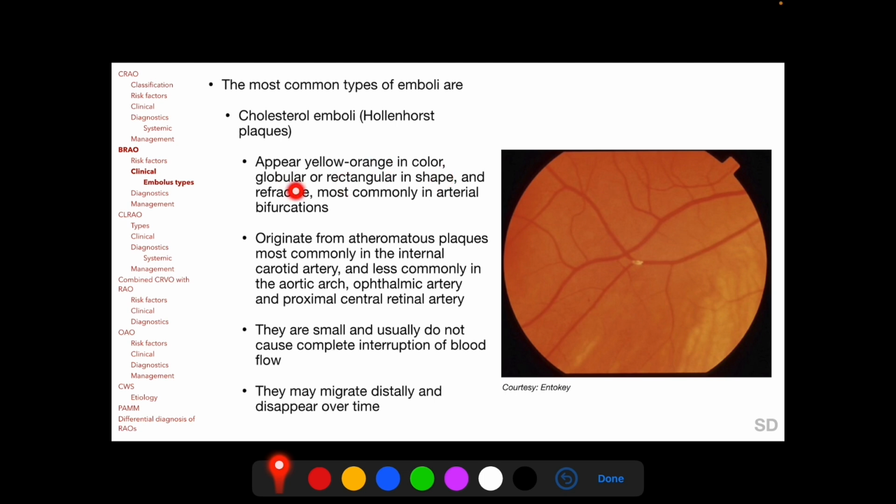appear yellow-orange in color, globular or rectangular in shape, and refractile. They originate from atheromatous plaques, most commonly in the internal carotid artery, and less commonly from atheromatous plaques in the aortic arch, ophthalmic artery, and in the portion of the central retinal artery further posterior within the optic nerve. Cholesterol emboli are typically small and usually do not cause complete interruption of blood flow. They may migrate distally and disappear over time.